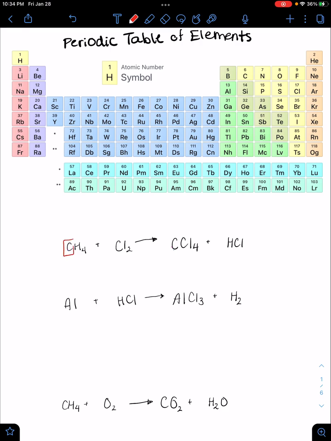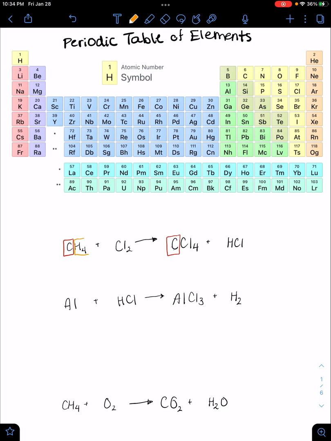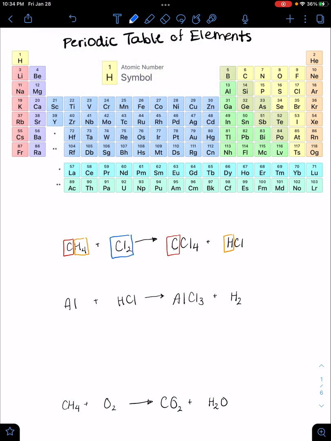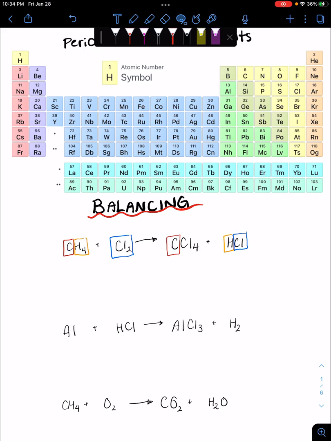So we'll go ahead and we'll just circle what we have on either side of the arrow. That's essentially what we want to look at in terms of balancing, right? So we'll just get this back up here. Balancing. That's what we're doing. We're balancing a chemical equation. So there we have our first equation.